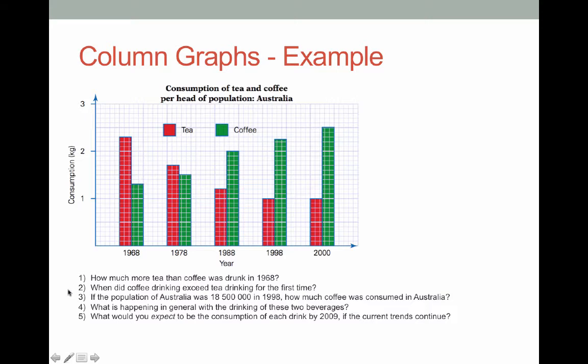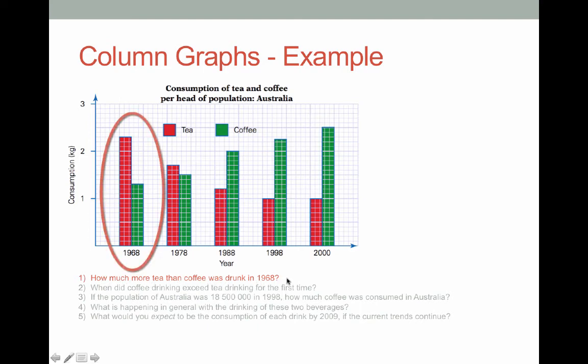Let's take a look at some of the questions. How much more tea than coffee was drunk in 1968? Well, I'm looking at 1968, the data there, and I just want to look at the difference. Now, I could work out how much tea was drunk and how much coffee was drunk and then subtract them, or I can just count up the difference between them. Now, if I count up the boxes, 1, 2, 3, 4, 5, 6, 7, 8, 9, 10, 10 boxes. 10 boxes is 10 times 100 grams, which is 1 kilogram.